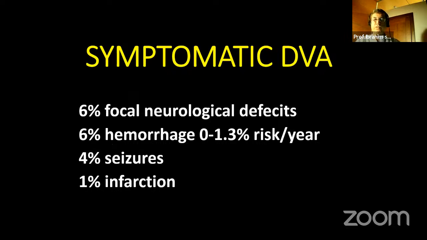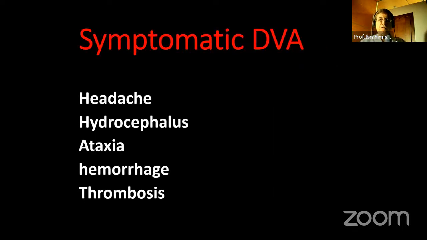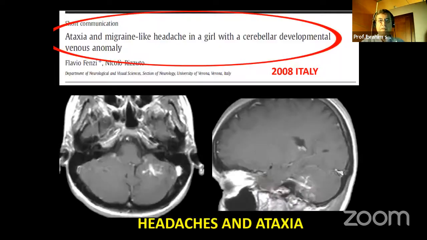Those symptoms due to DVAs: 6% are focal deficits, 6% by hemorrhage. So DVAs can bleed. 4% seizures, 1% infarction. So look for DVA carefully in every MRI you do, and don't count on the radiology report. You have to read them yourself. Those symptoms can be headache, symptoms of hydrocephalus, ataxia, hemorrhage, or thrombosis.